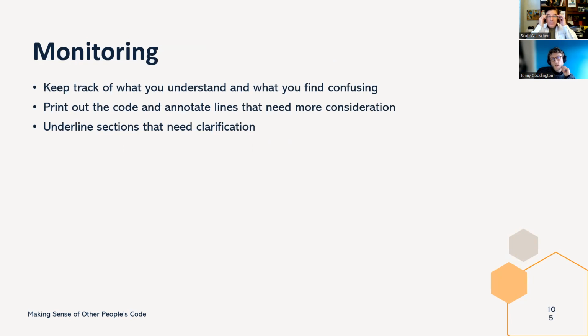Okay. Next, monitoring. While we're reading some code, keep track of what you understand and what you find confusing. A lot of times it's helpful to print out the code. I find it helpful to print it out and annotate the lines you do or don't understand. Maybe you can use a check mark for the lines you understand and a question mark for the ones that you need a little more clarification. You can underline parts that are particularly confusing.